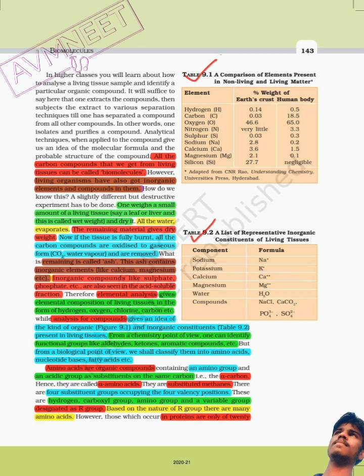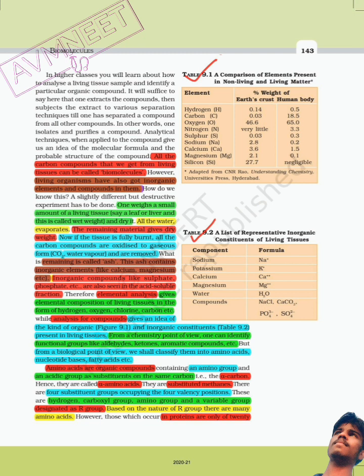All the carbon compounds that we get from living tissues can be called biomolecules. However, living organisms have also got inorganic elements and compounds in them. How do we know this? A slightly different but destructive experiment has to be done. One weighs a small amount of living tissue and dries it. All the water evaporates. The remaining material gives dry weight.